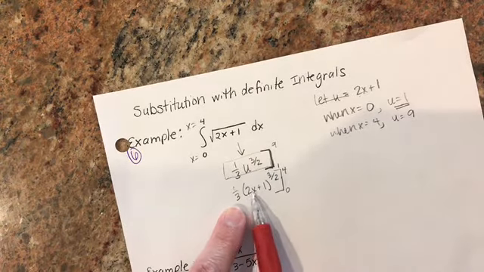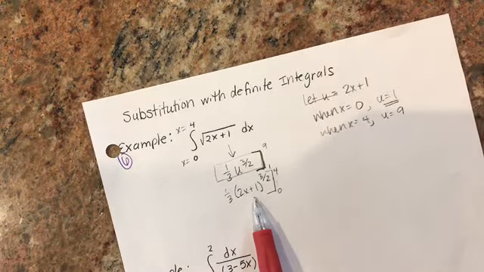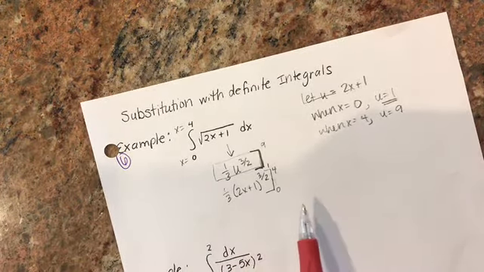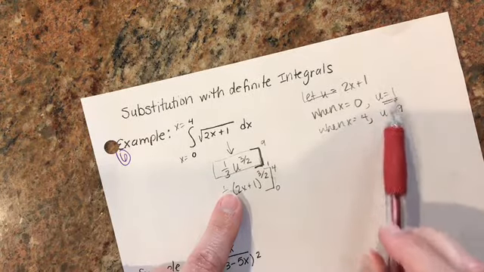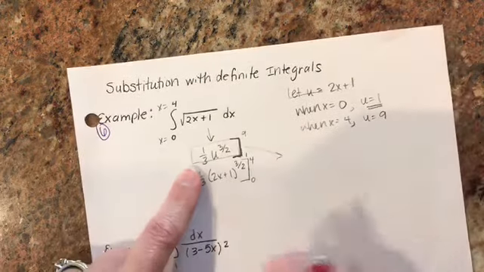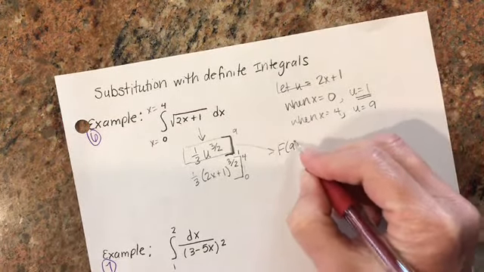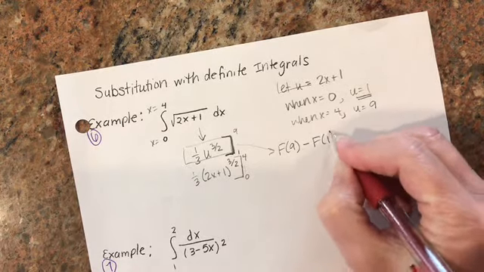Well, it's pretty easy to plug 0 and 4 into this, but you're going to see, when we get to a different example, it's kind of annoying to put it back in terms of x and then go from 0 to 4. It's easier just to say, hey, we know it's u from 1 to 9. So now we're going to do the fundamental theorem of calculus like we did last week. So it'd be f of 9 minus f of 1.